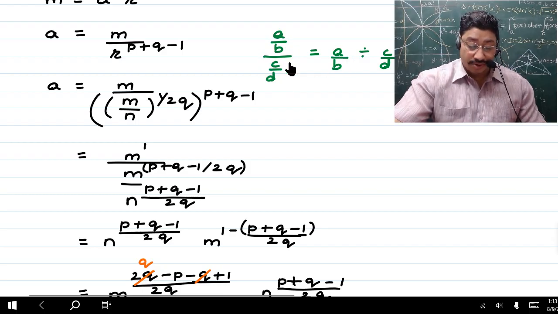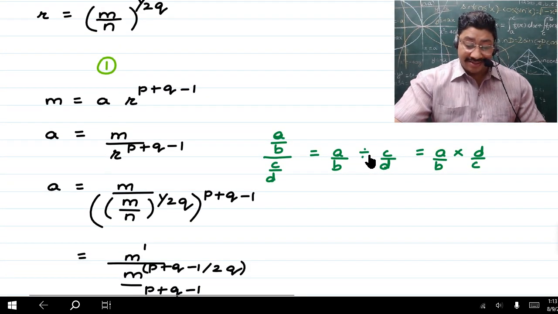In place of this whole denominator sign, we can write the division sign, and then we have another fraction. Now in the next step, we can write the first fraction and convert the division sign to multiplication sign, and then write the reciprocal of the fraction which is next. So that will become d upon c from c upon d.